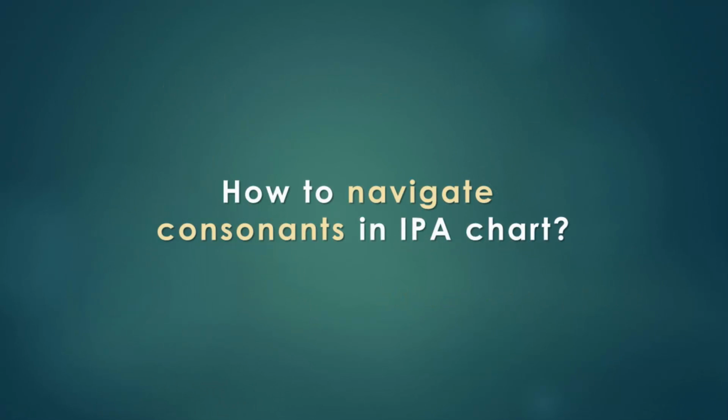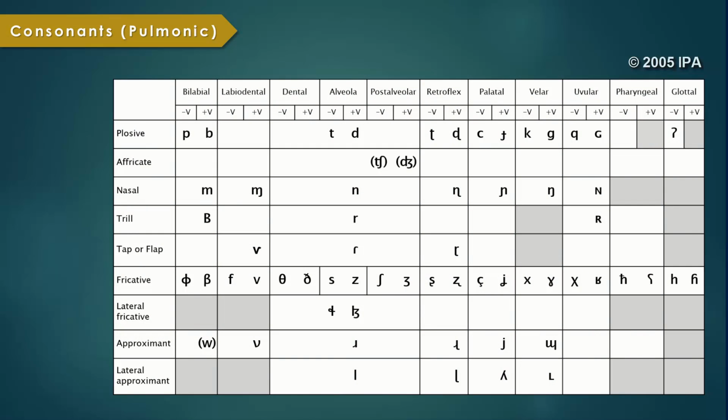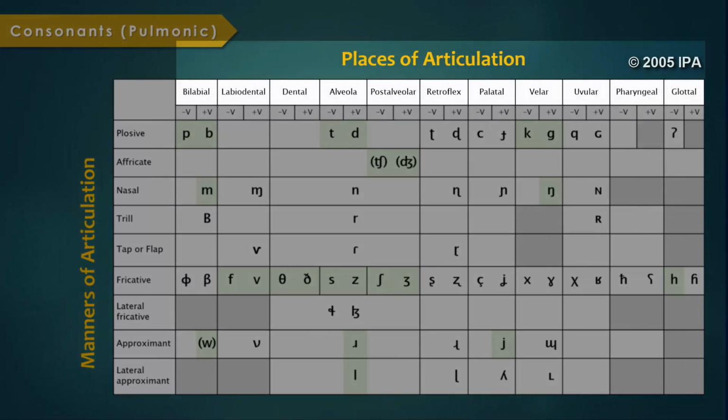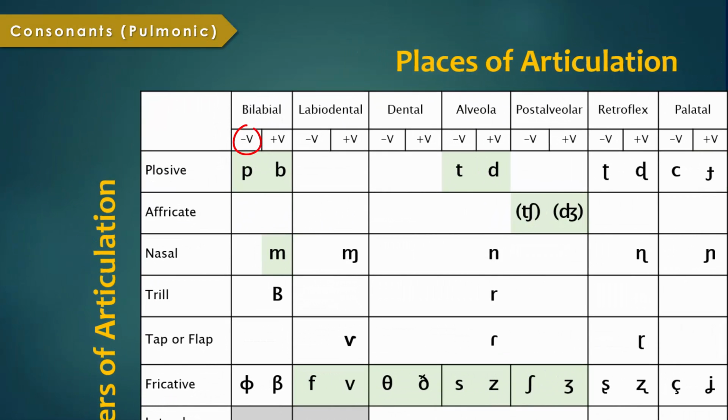So first, let's talk a bit about how to navigate the International Phonetic Alphabet chart for consonants. Here you see the IPA chart for consonants, with the sounds used in English highlighted. On the leftmost column, we have the manners of articulation, while the topmost row represents the places of articulation. Within each of the boxes, IPA symbols representing voiceless sounds are placed to the left, and symbols representing voiced sounds are placed to the right.